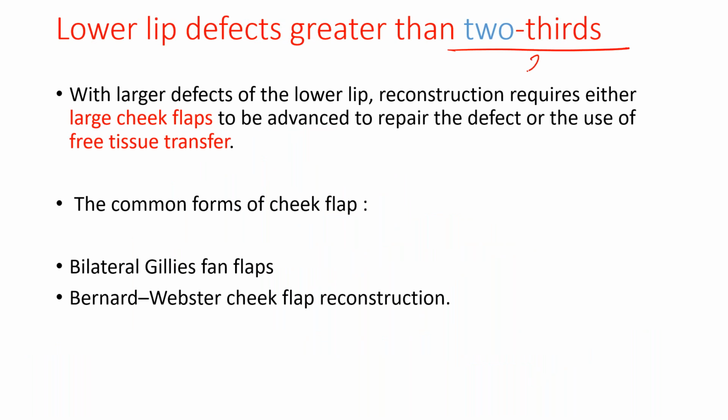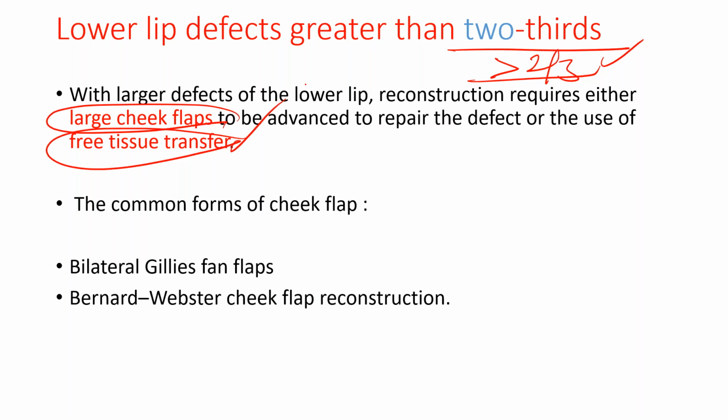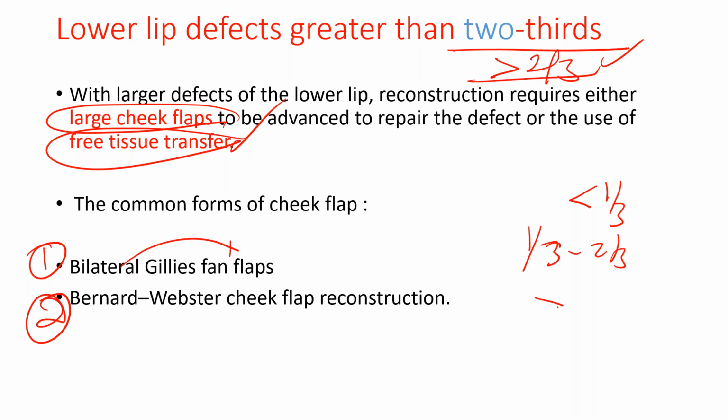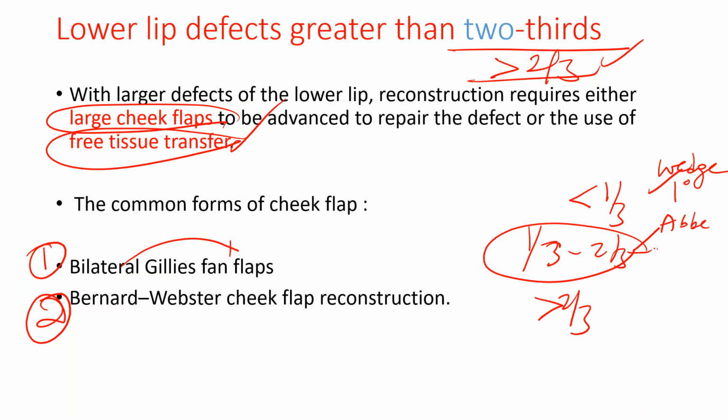If the lower lip defect is greater than 2/3, what do you have to do? Large cheek flaps and transfer. For greater than 2/3, you go for bilateral Gillies fan flap and Bernard-Webster cheek rotation flap. So: less than 1/3, 1/3 to 2/3, and greater than 2/3. If the defect is less than 1/3, you go for wedge resection and primary closure. For 1/3 to 2/3, the Abbe flap, Abbe-Estlander flap, Estlander flap, or Karapandzic flap. Greater than 2/3 is the Gillies fan flap and Bernard-Webster flap.